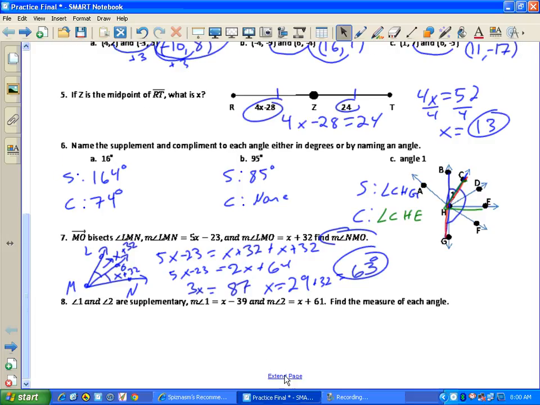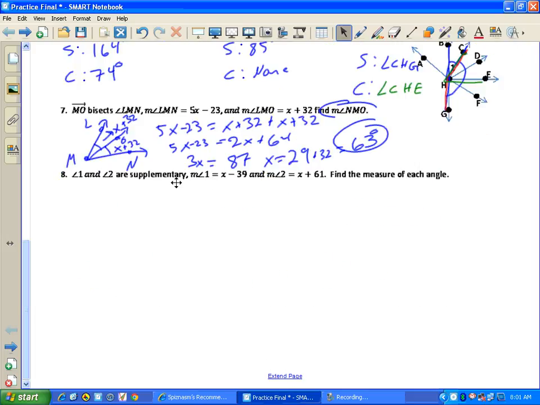Okay, last problem on this first page. 1 and 2 are supplementary, and then they give you the expressions that equate to the measurements of angle 1 and 2. Supplementary means that they're going to add up to 180 degrees. So here's angle 1. I need to add it to angle 2, and together they should make 180 degrees.